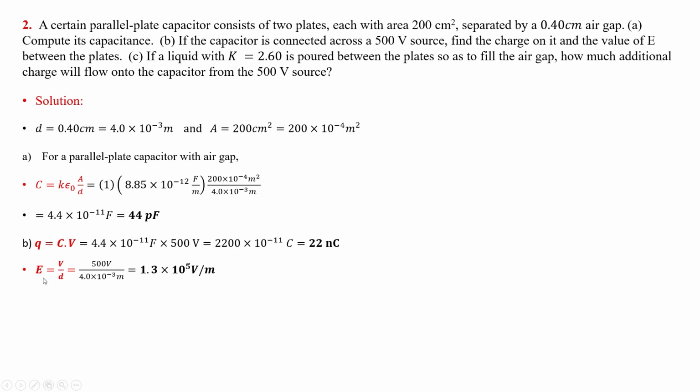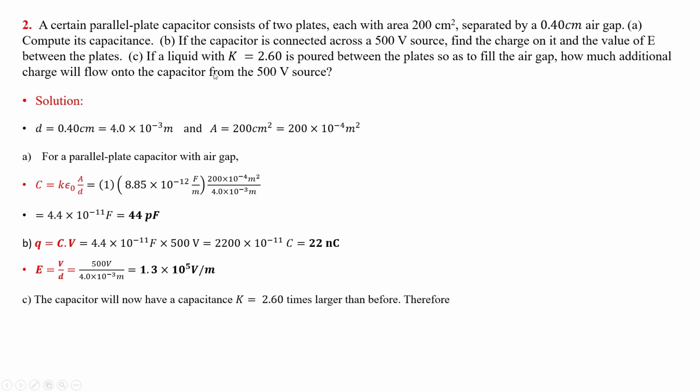And we know that electric field strength is equal to voltage over distance. So voltage is given and the distance between these two plates is 4.0 into 10 raised to power minus 3 meter. After doing the calculation, we get the final value of electric field strength to be 1.3 into 10 raised to power 4 volt per meter.